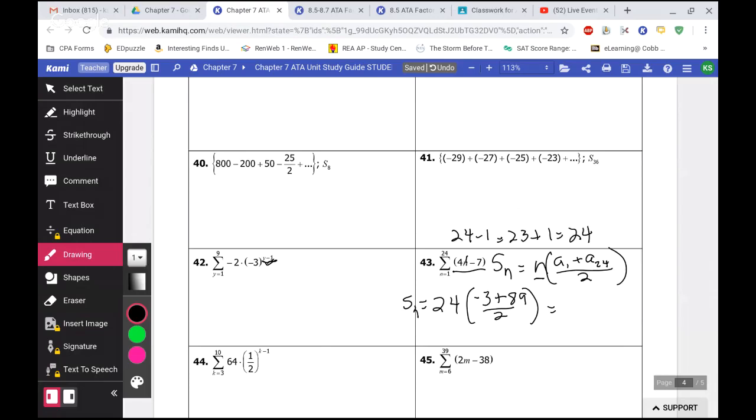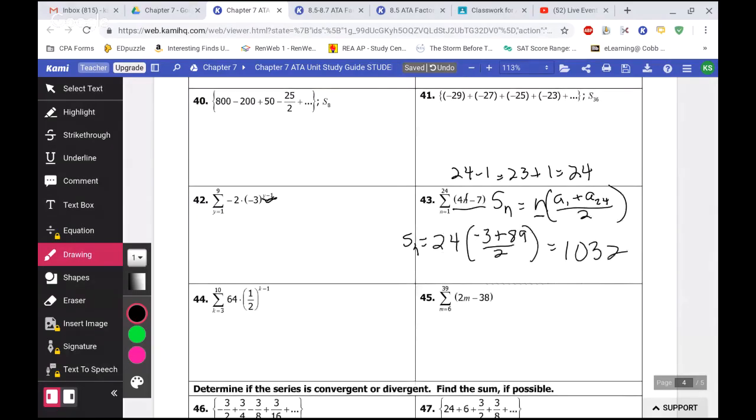That's not what the answer key says, but that doesn't always make me confident. So, negative 3 plus 89 equals 86, divided by 2 equals 43, times 24. I got 1,032 on my little iPhone. What'd you get? Oh, I think I added it. Oh, okay. That's what I got. Yeah, that would make it different. All right. So 1,032.